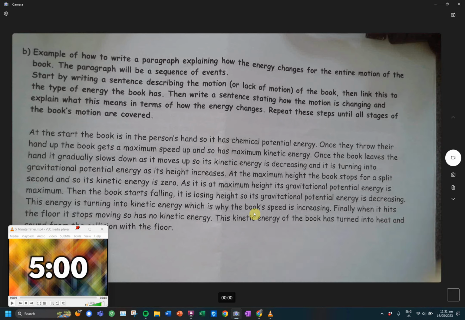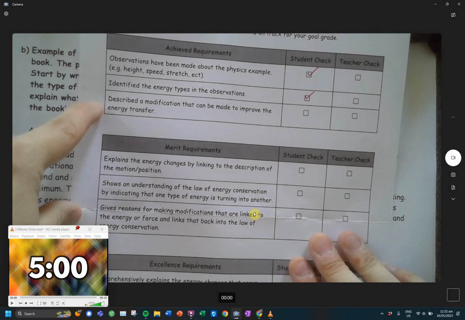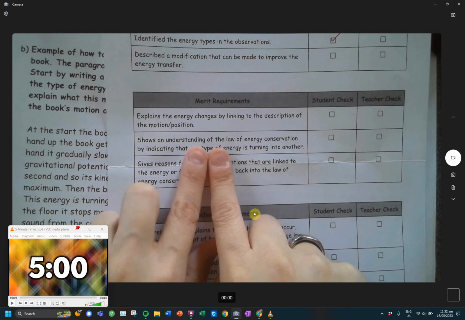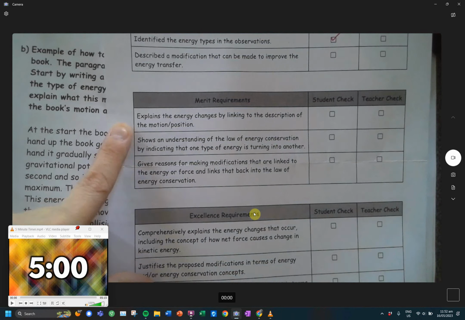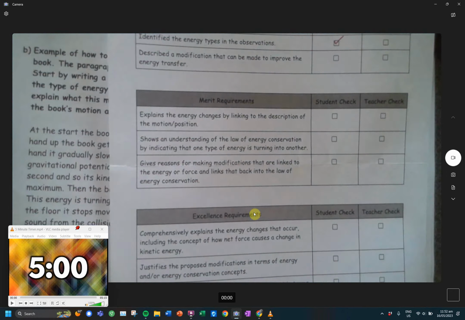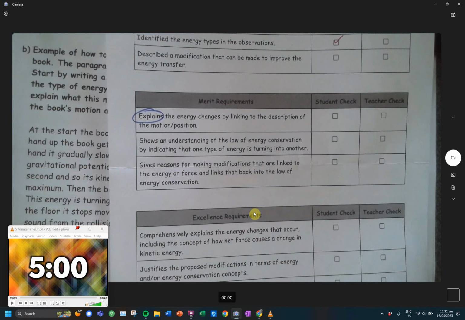So next thing on our to-do list when it comes to the requirements. The modification one we'll talk about as our last step. But what I do want to show you is what the Achieved that you've just done looks like, and how you increase it up to a Merit and an Excellence. For the Merit, and I'll do this in blue marker so you know what we are looking for, we need explanations for why the energy has changed.